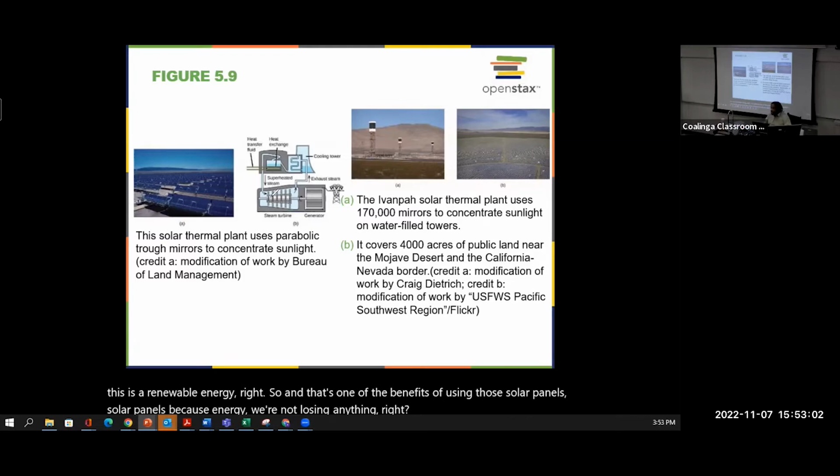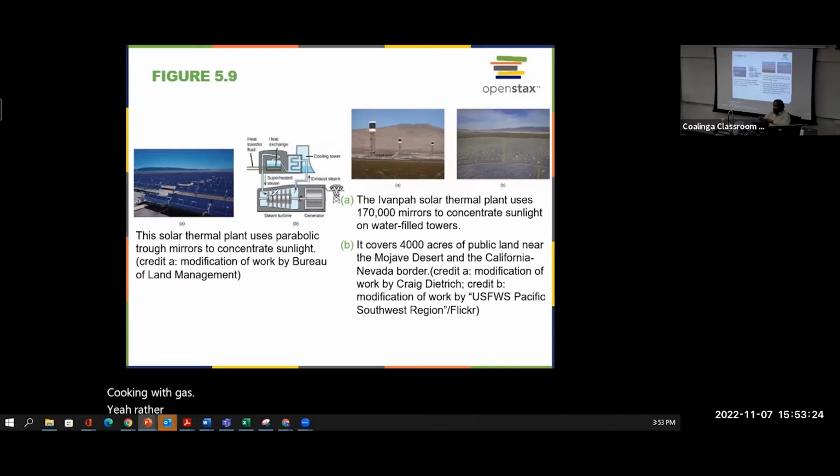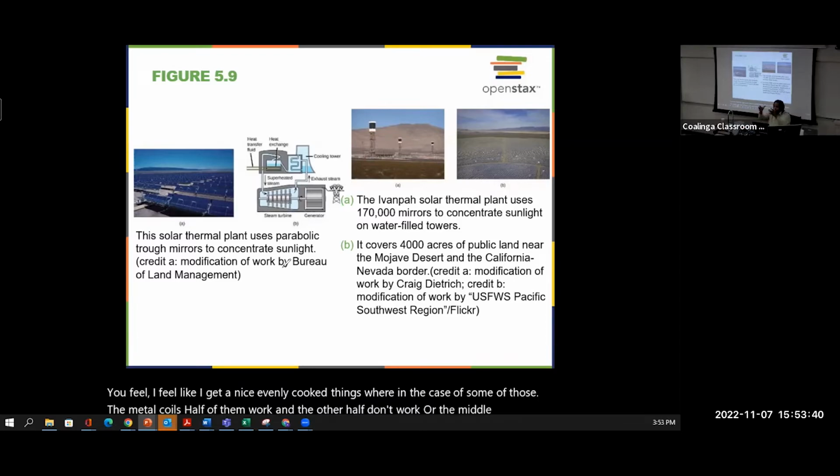Unlike gasoline, where we actually have to cut those bonds to make carbon dioxide. Now, if we were very efficient at going back from carbon dioxide and making that back into gasoline, that would be perfect, because everybody likes using gas. How many people like cooking with gas? I feel like I get nice, evenly cooked things, whereas with some of those metal coils, half of them work and the other half don't, or the middle ones heat up more than the other ones.